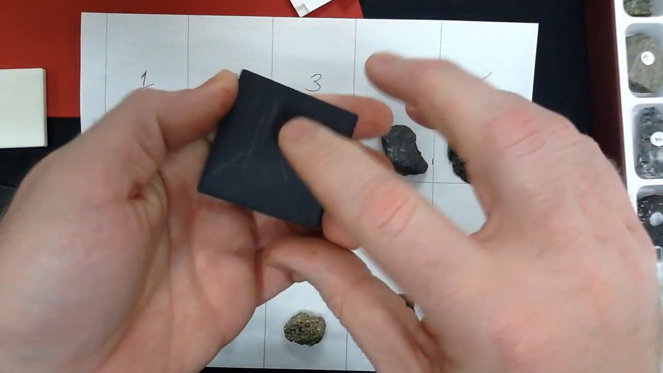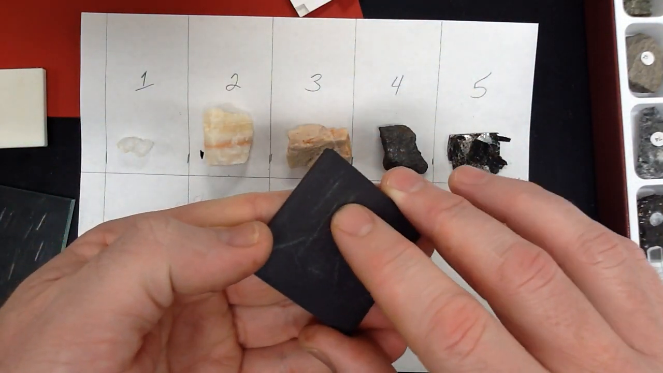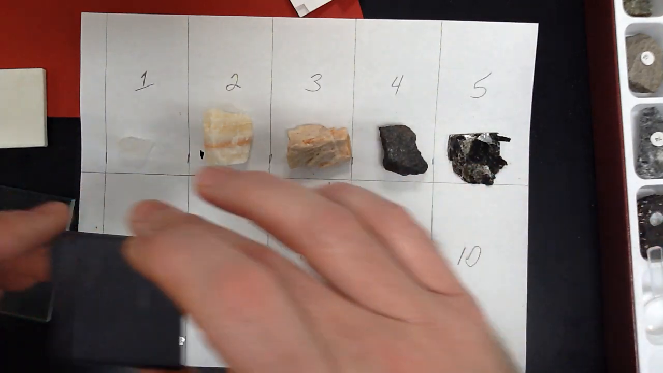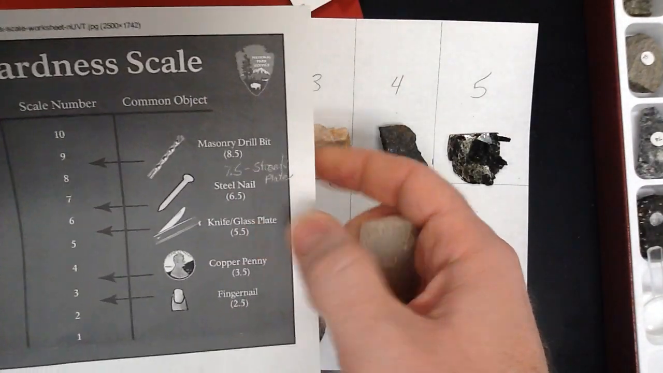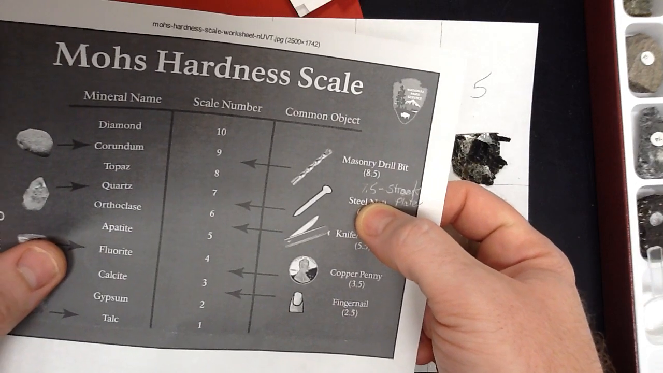This one actually did not leave. It looked like it left a little bit of powder behind, but it did not leave a streak. It actually scratched the streak plate. And so this one is going to be harder, or close to the hardness of your streak plate, without really leaving a streak behind.